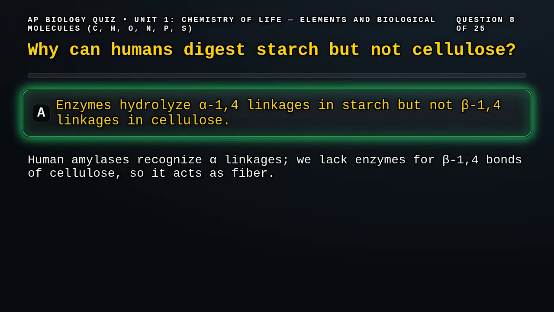Correct answer, A. Amylase recognizes the alpha orientation in starch, but humans lack enzymes for the beta-1,4 linkages of cellulose, so cellulose is dietary fiber unless microbes provide the enzymes.